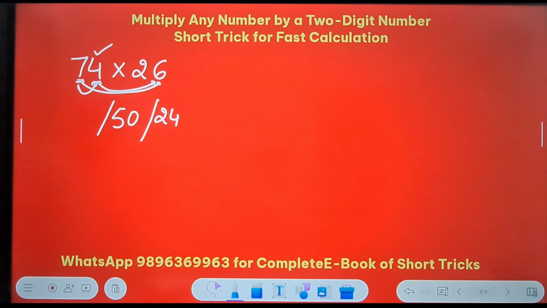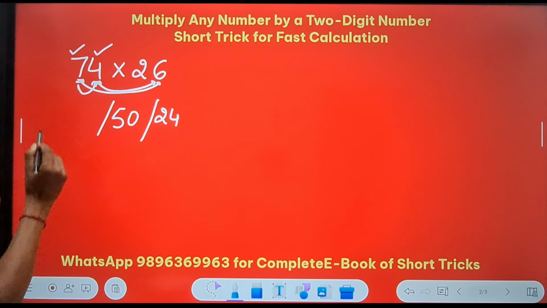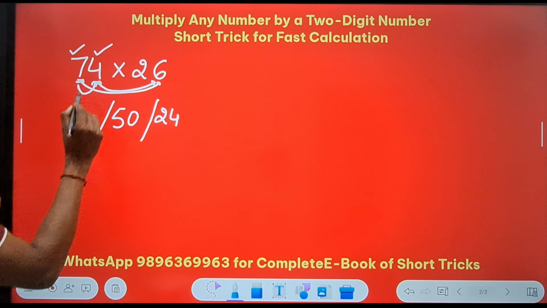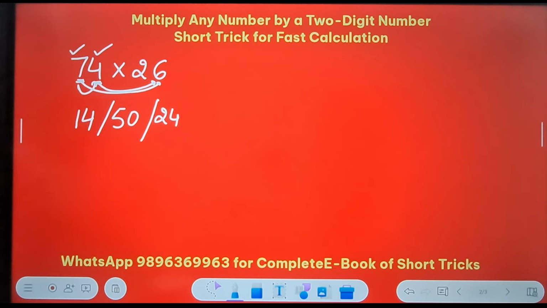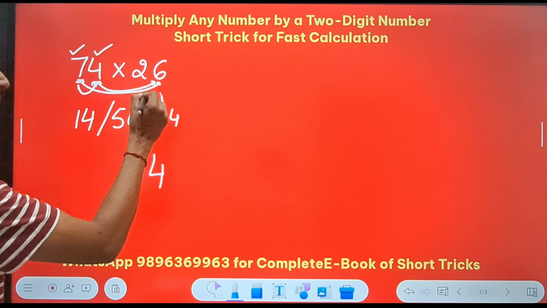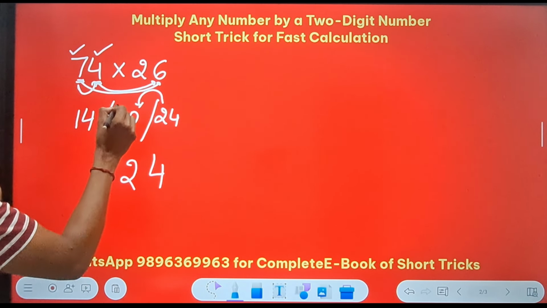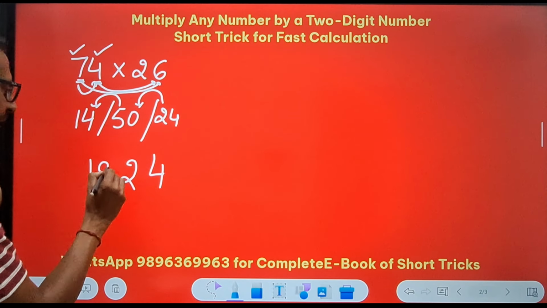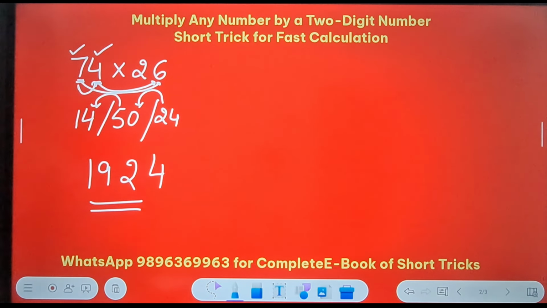And finally the first digit 7, you have to double this also, because you have a 2 here, so doubling. So this will become 14. And now watch the magic. 4, 2 carried, so 52 means 2, 5 carried, so 19, and 1924 becomes the product of 74 and 26. Isn't that amazing?